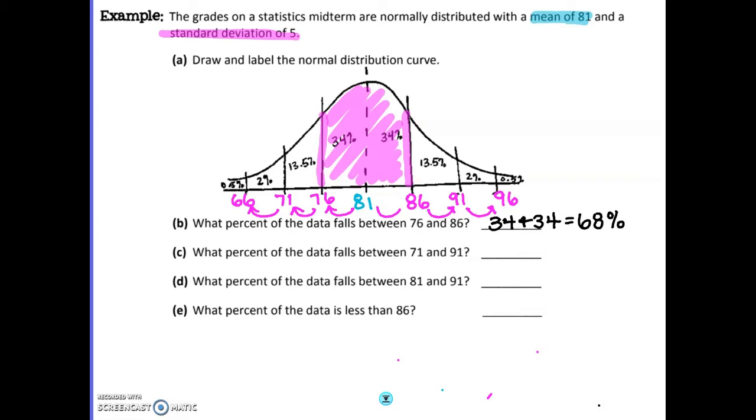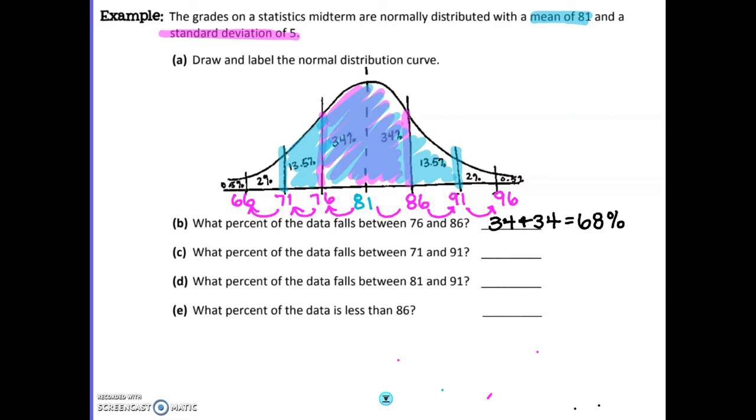What percentage of the data falls between 71 and 91? Well, let's go ahead and shade that in. So we are going from 71 to 91. Well, I have the 68 percent still. That's shaded in the middle, but I'm adding the 13% plus 13.5%.